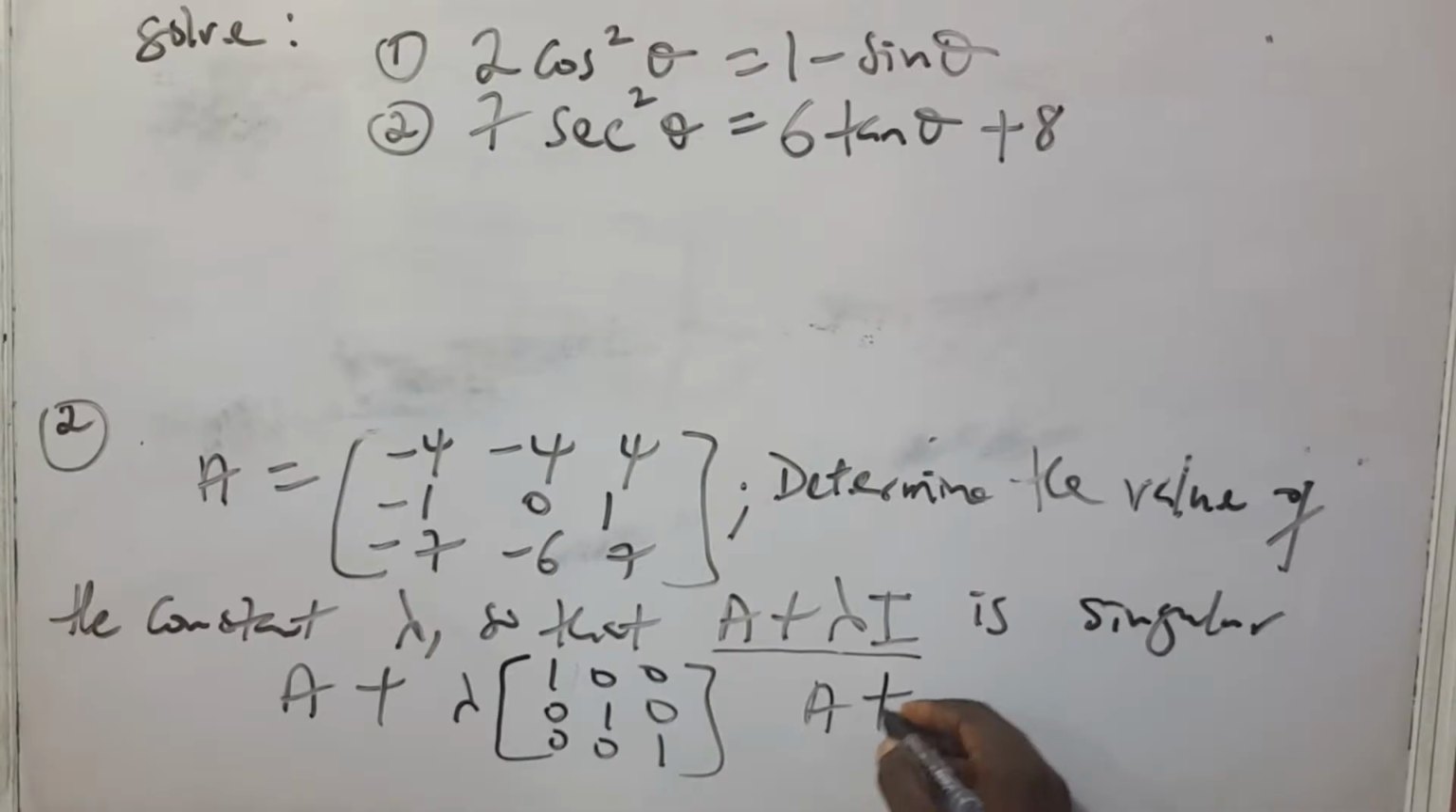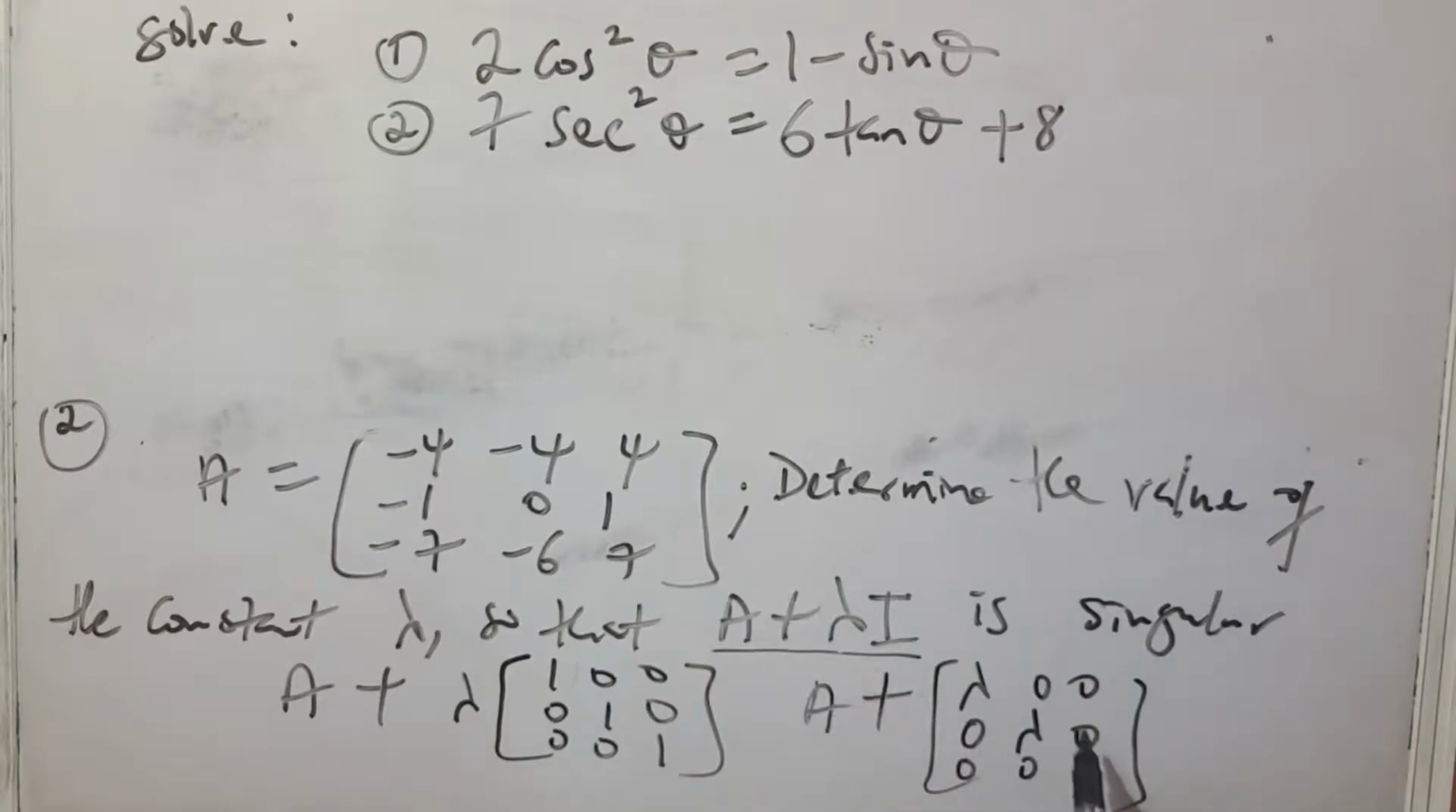So lambda times I will obviously be, where you multiply each of the elements of this identity matrix by the scalar, lambda 0 0, 0 lambda 0, 0 0 lambda. The next thing to deal with now is the addition of A with this scalar multiplication. So you want to go on to have your A plus this.